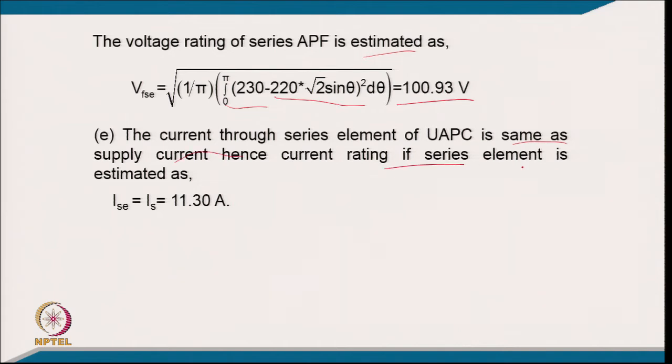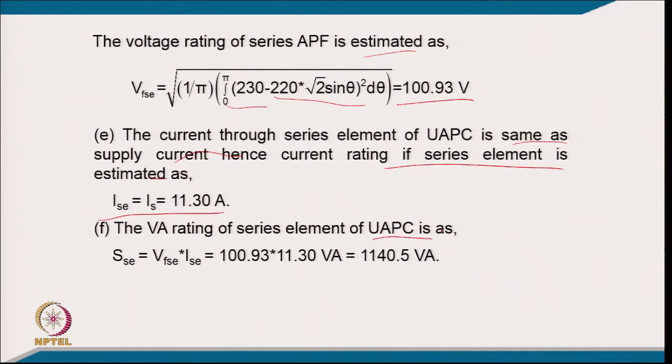and the current rating of the series element of the universal active power conditioner is the same as the supply current, and the current rating of this element is the same, IS equal to 11.30, and the VA rating of the series element of the universal active power conditioner will be VSE into IS. So, the voltage we calculated already, 100.93, multiplied by the current 11.30. So, it comes 1140.5 VA.